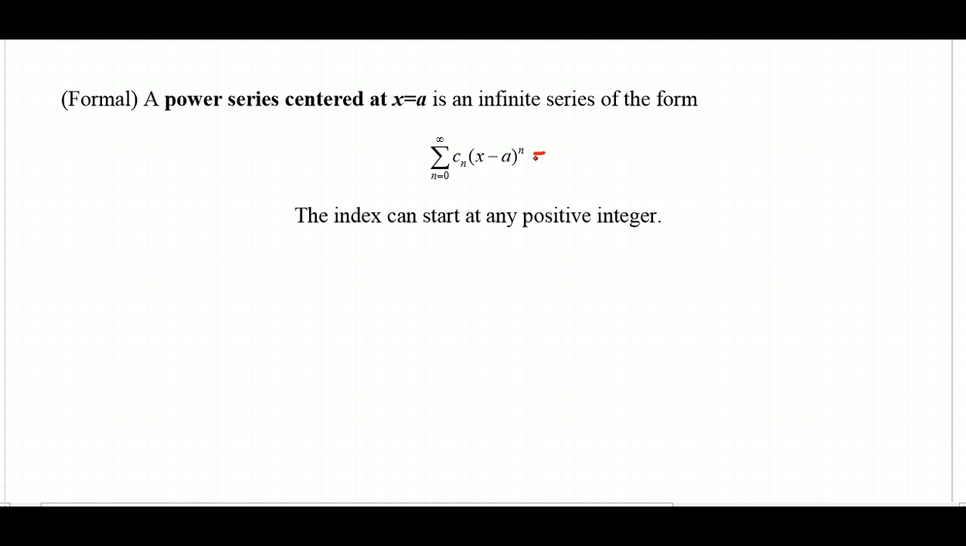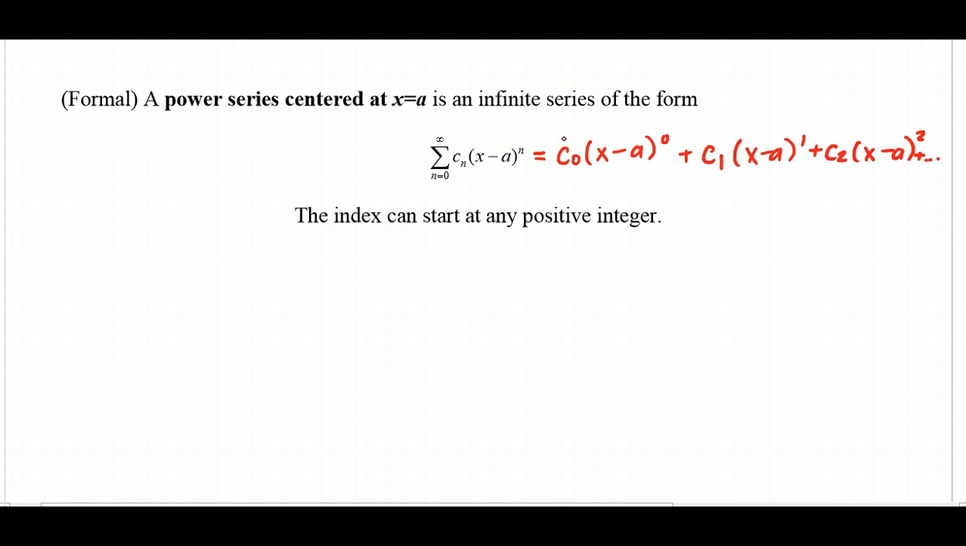So let's just actually expand this a little bit. We're starting with an index of 0, and remember 0 gets replaced anywhere there's the variable n. So this would be c sub 0 times (x minus a) to the 0, plus c sub 1 times (x minus a) to the 1, plus c sub 2 times (x minus a) squared, and so on and so forth. So this would be the expanded version of a power series.